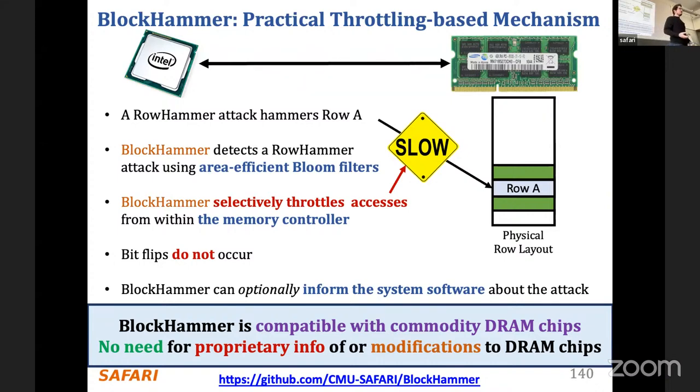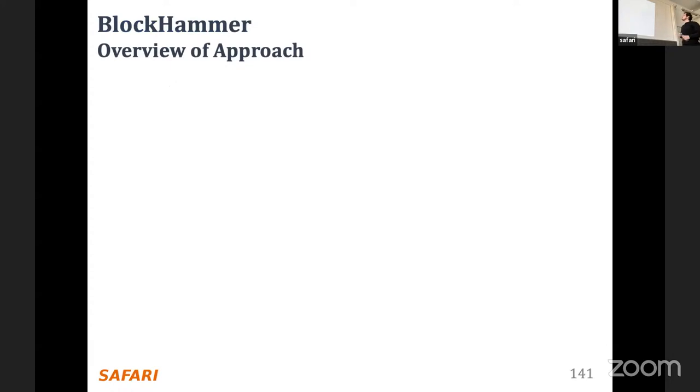And one other good thing about BlockHammer is when you identify an aggressor row, you can optionally inform the system software about this attack. You can tell the system software that, oh, this thread that made this memory request is likely an attacker thread, or this thread is likely doing a RowHammer attack. You can do something about it. And the paper has an analysis of how that information can allow you to maintain high performance for applications that are benign, that are not doing RowHammer attacks in the system, and reduce the performance of only the RowHammer attacker programs. But that's a bit of detail, and please read the paper if you want to learn more about that.